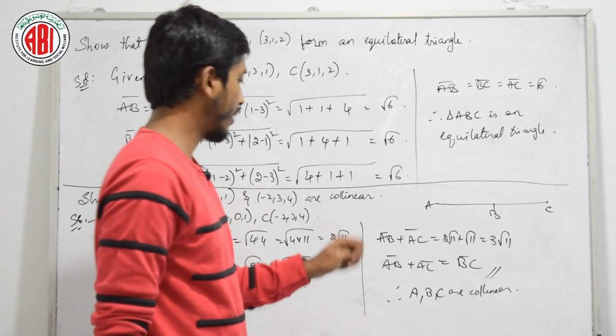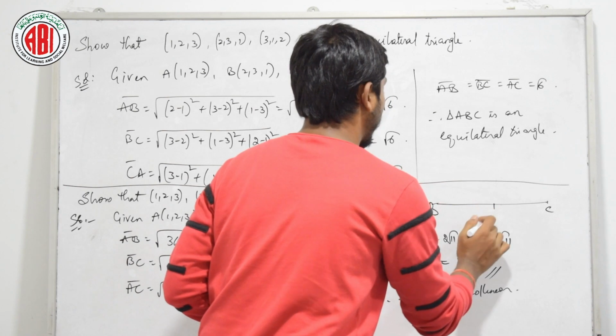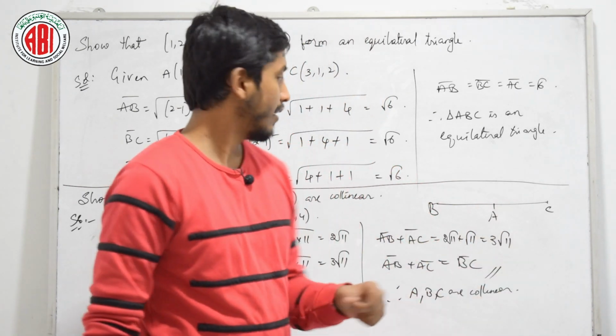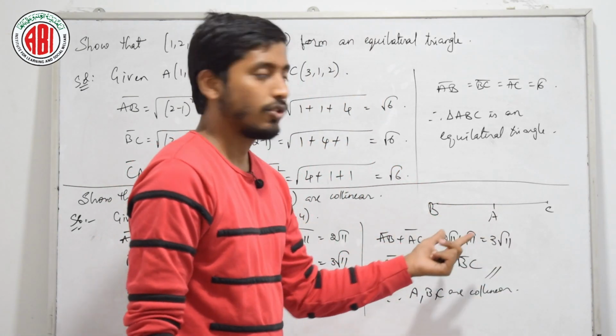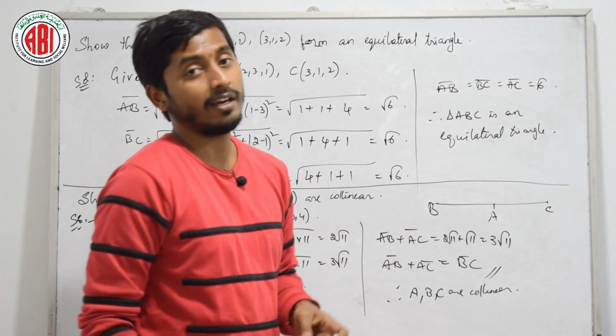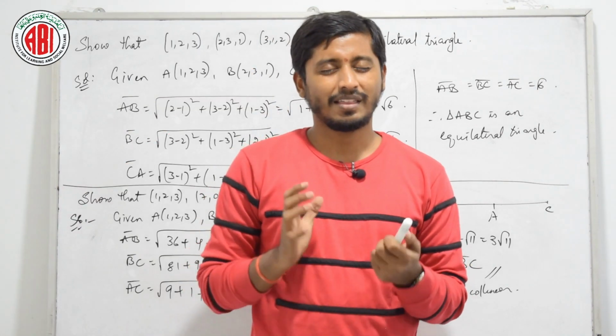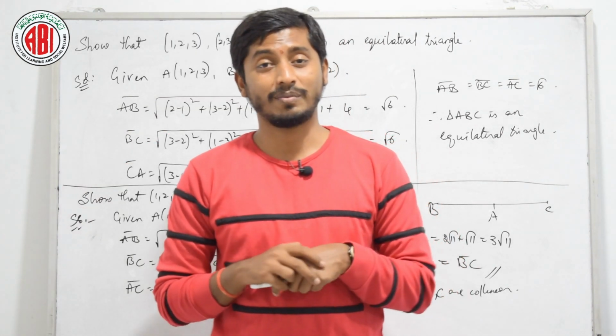collinear. Then how will the diagram be? Here it is B and here it will be A, isn't it? See here, AB is 2 root 11, AC is root 11, and the whole BC is 3 root 11, right? Are we getting the collinear condition? Is it clear? These are the basic problems on the basic distance formula, right?